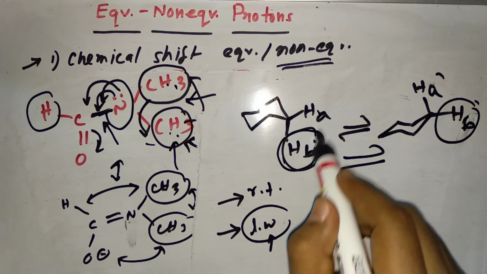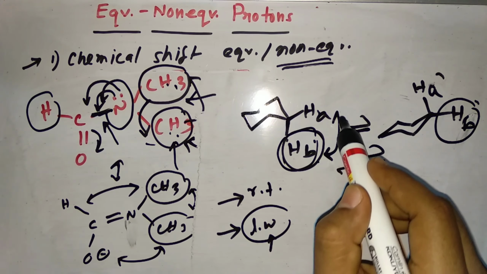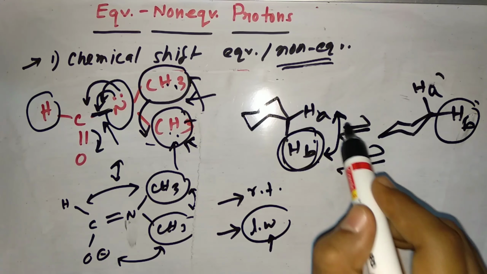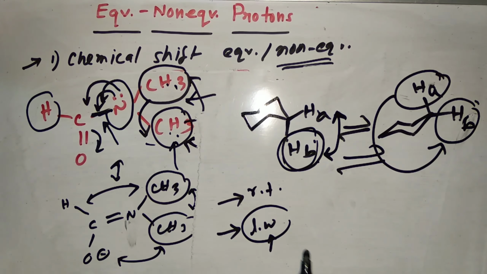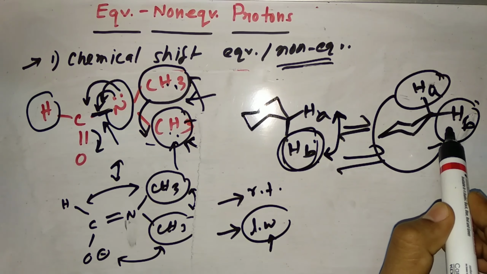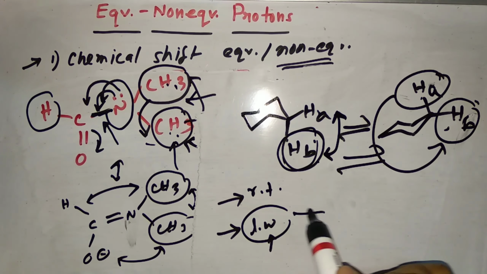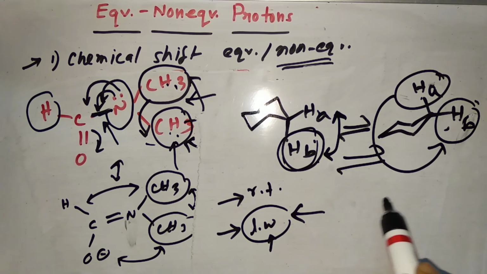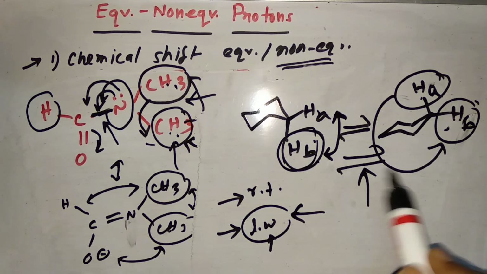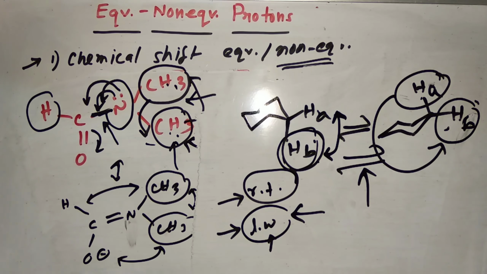But at high temperature, as this changes, HB changes its position to near HA, and HA also changes its position to right here. Okay, and that makes HA and HB chemically equivalent. But at low temperature, as the rate of interconversion is low, these two are not chemically equivalent. But at high temperature or room temperature, they are chemically equivalent. Okay, so this is all about chemical shift equivalency and non-equivalency.